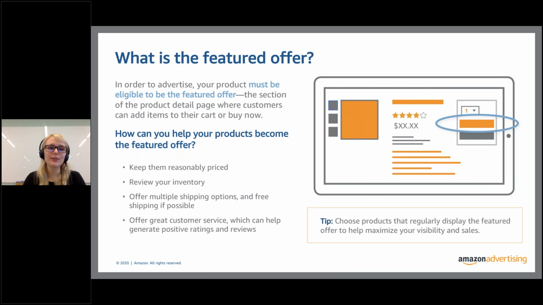So I mentioned briefly the featured offer, but let's talk through in detail what it's about. In order to advertise, your product must be eligible to be the featured offer. And as I mentioned, this is the section of the product detail page where customers can add items to their cart or buy now. So there are a few different ways that you can help your products become the featured offer. One is to keep them reasonably priced compared to other people selling the same products as you.